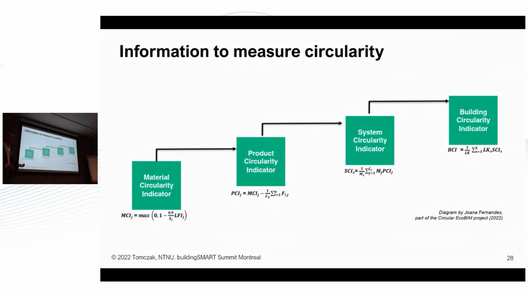And yeah, the project that intended to develop some easy tools for designers to measure circularity just finished 2 weeks ago. Basically, it uses the well-known in the industry material circularity indicator, but then translates it to the building case. So first we need to start with the material circularity, but then we calculate it for each element in the building, then for each system of elements, and at the end we can finally calculate the global building circularity indicator.